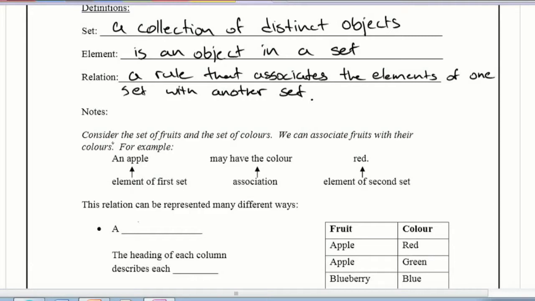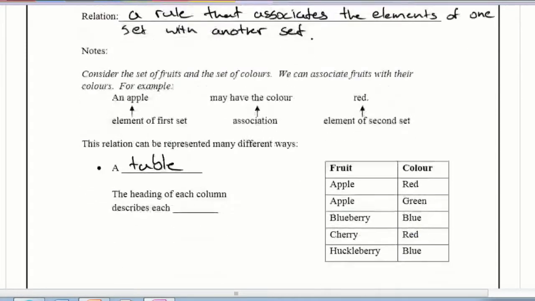So the first way we can represent a relation is a table. And here is our table on the right. We have fruits and colors. Not saying that they have to be this color, but you get the general idea. Apples may be red, apples may be green, blueberries may be blue, cherries may be red, huckleberries may be blue.